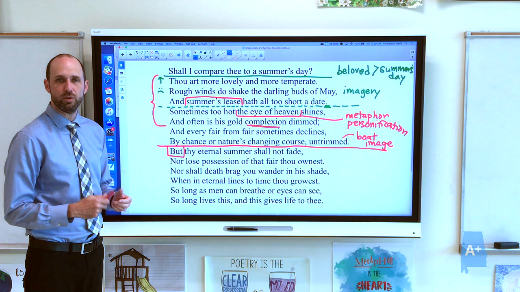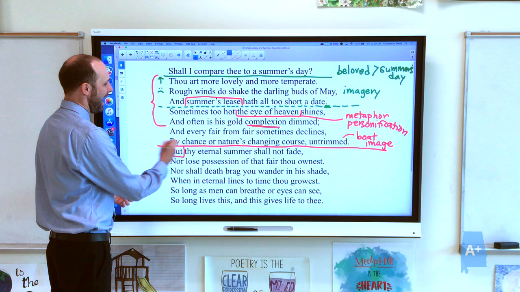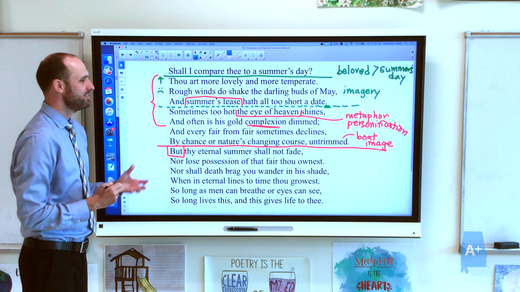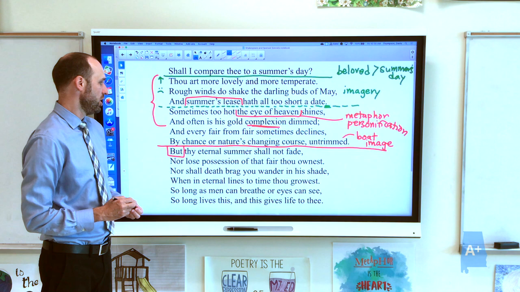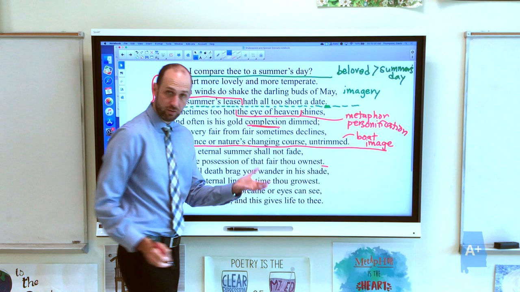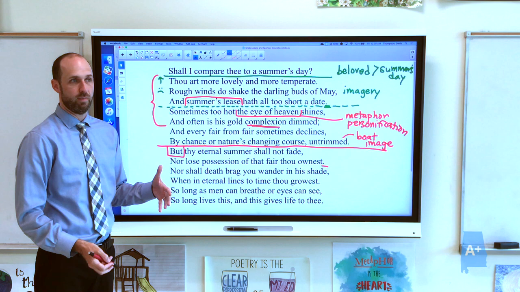So something happens, looking at the structure of this poem, after the eight lines. He contrasts sort of what he said before. He says to his beloved, "But thy eternal summer shall not fade, nor lose possession of that fair thou ownest." And that's a period, so that ends. We want to see punctuation as a sort of musical notation. It tells us where the measure stops, how long to hold the note, that kind of thing.